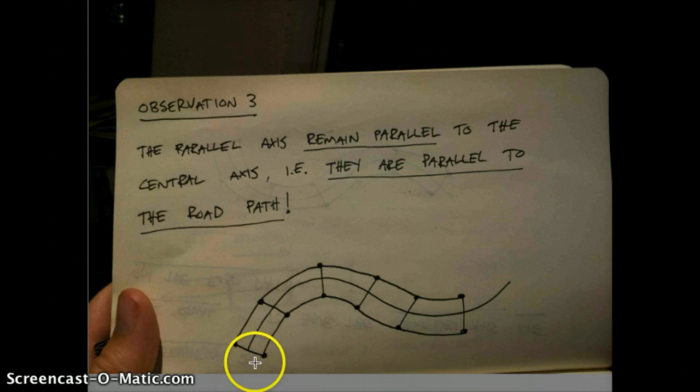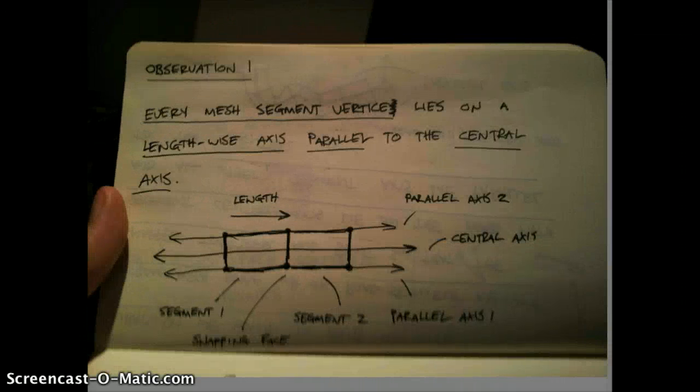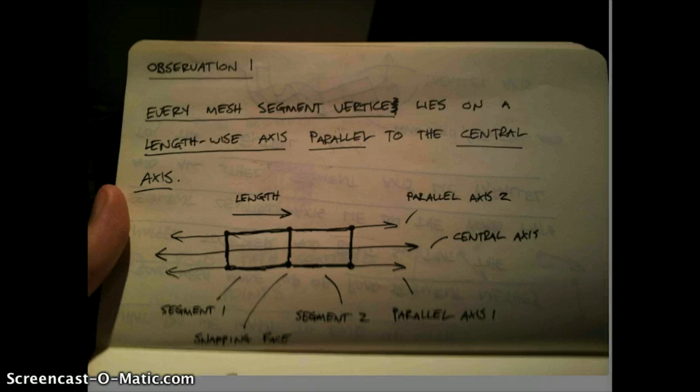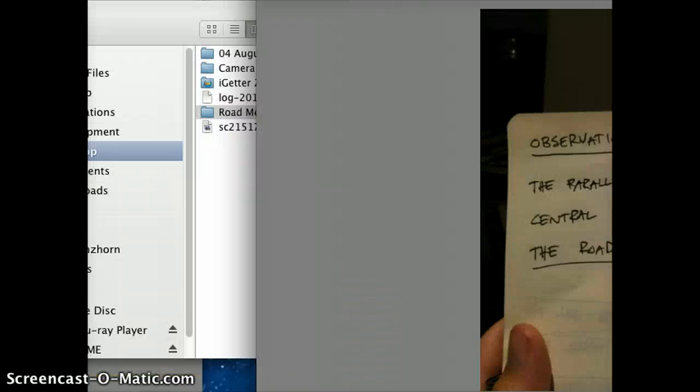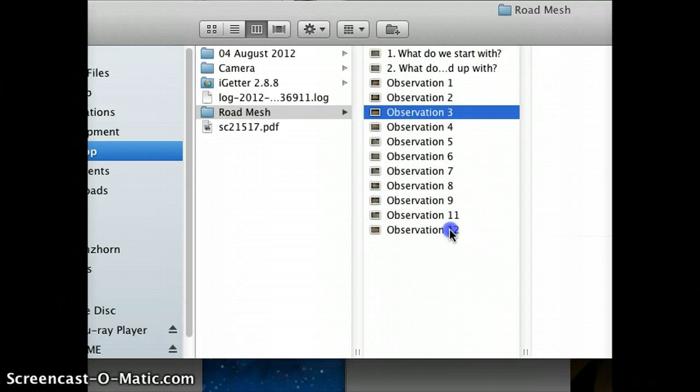If we make this guy sit here, the whole point is that these lines remain parallel in bending, and I actually made this observation a bit later on. I think it's more important. These lines are parallel now, and when you bend this, it remains parallel. I think I made it a little bit clearer on a later observation.